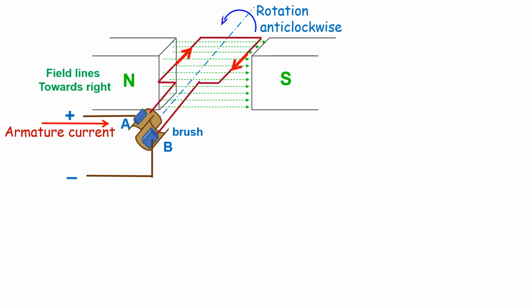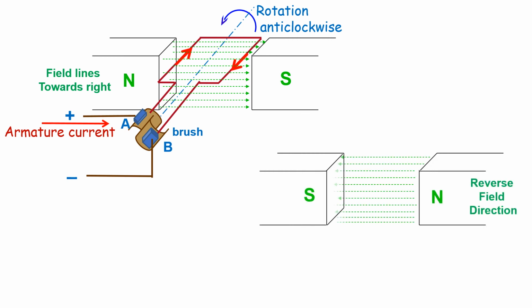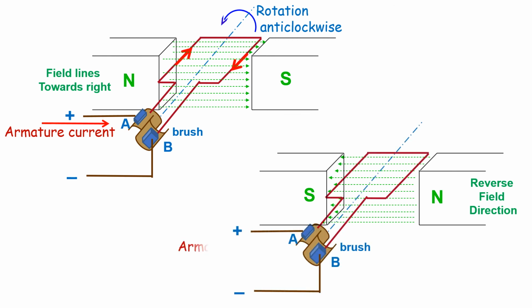Here, you are seeing the field lines towards right. The armature current is passing through brush A. For this field direction and armature current direction, the rotation is anti-clockwise. Now reverse the field direction. The field is towards left, but keep the armature current same through brush A. For this, the rotation reverses.